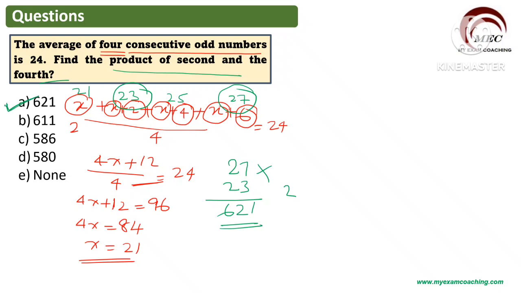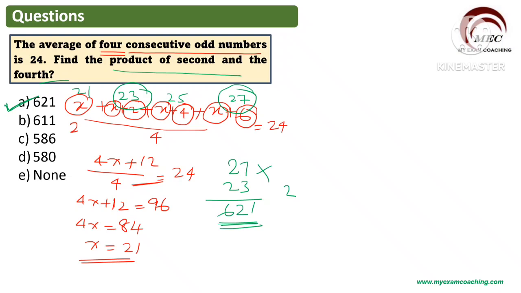How to write number multiplication in single line? This is called crisscross method, shortcut method. Very fast you can calculate the multiplication of 2 numbers, 3 numbers, etc. That we will be studying in the mini course, and the video is already uploaded, the previous video, you can watch that also. Okay, so 621 is the correct answer.